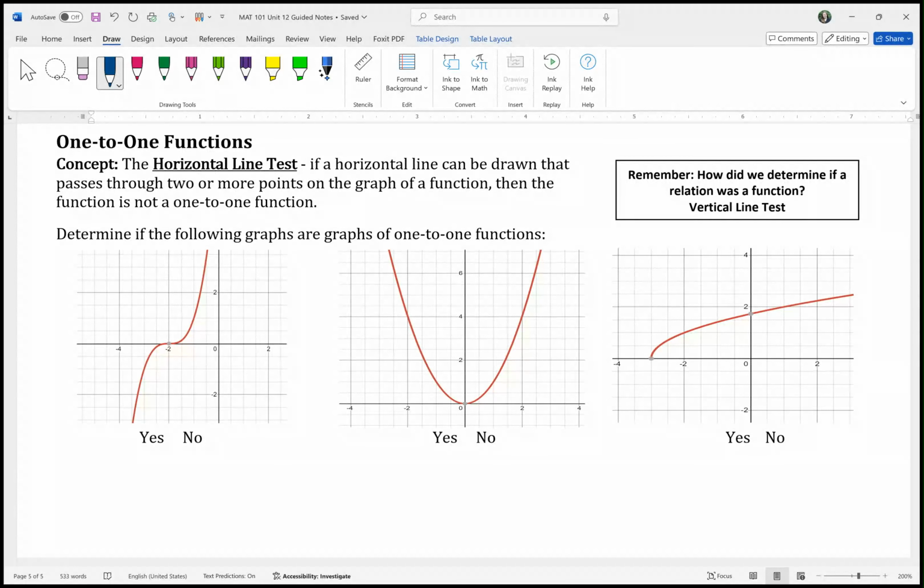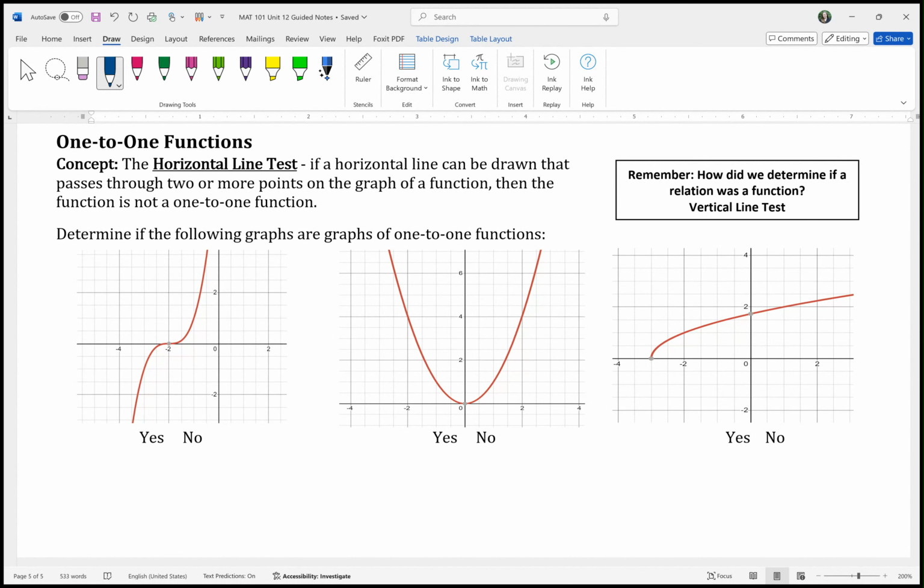So if we draw a horizontal line and it passes through the graph in two or more points, then it's just not a one-to-one function. And most of the time you're checking that it is a function and one-to-one. So you're really checking both the vertical line test and the horizontal line test. Certainly in my class in the homework, that is what you're checking because it's literally saying, are these graphs of one-to-one functions? So we want it to pass both tests.